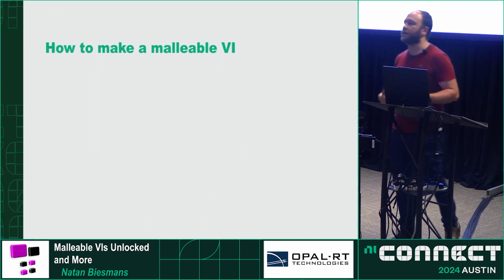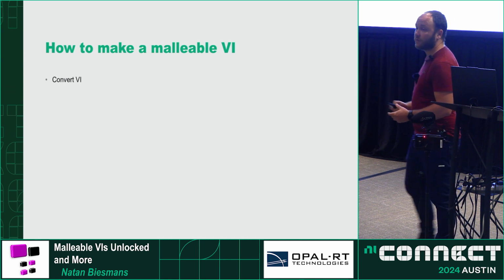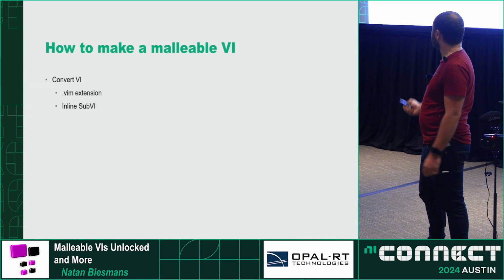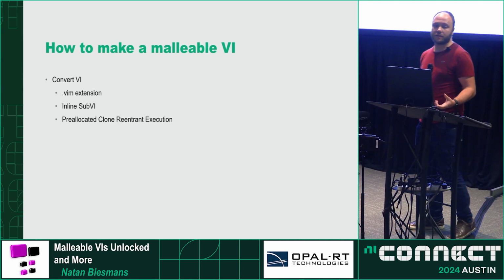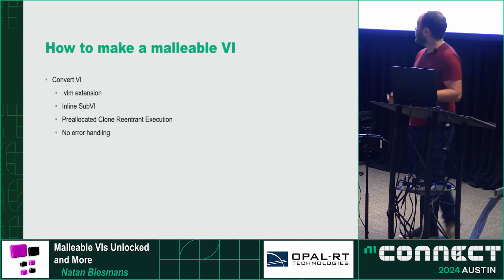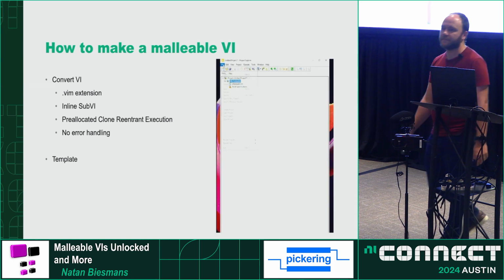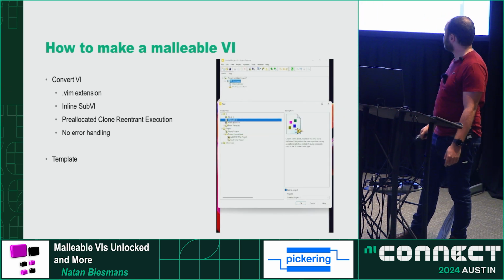Now, how can you make a Malleable VI? Well, if you want to show off, you can convert a VI. So you start with a normal VI, you give it a VIM extension, you make it inline, you set the execution to pre-allocated clone reentrant, which is a mouthful. You disable error handling, and then you have a Malleable VI. Or, let's keep it easy, there's a template. You can just go to New, and select Malleable VI.